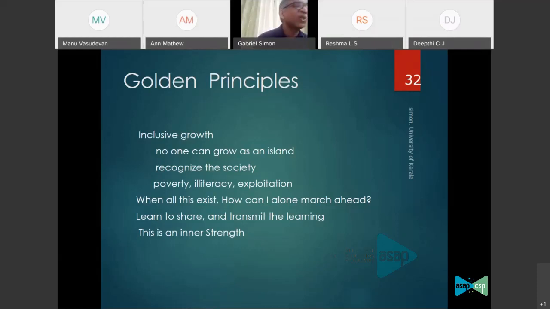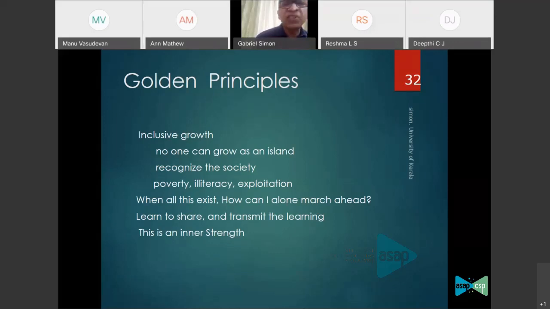A man cannot be bothered about himself or herself alone; we have to recognize the society. We have to look at what is happening in terms of poverty, illiteracy, exploitation, because my growth in that environment also has something to do with these pockets in the society. When all this exists, how can I alone march ahead? Learn to share, learn to transmit the learning. This is an inner strength.